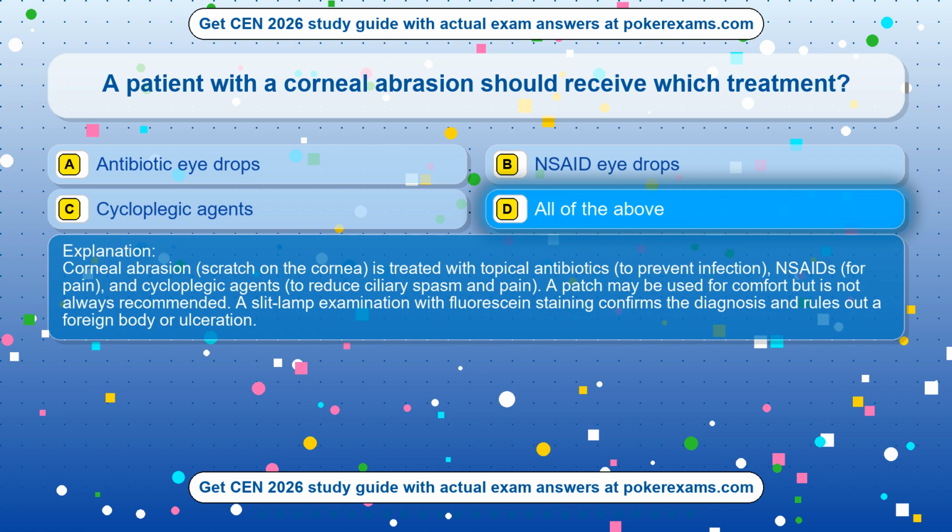Corneal abrasion, a scratch on the cornea, is treated with topical antibiotics to prevent infection, NSAIDs for pain, and cycloplegic agents to reduce ciliary spasm and pain. A patch may be used for comfort but is not always recommended. A slit lamp examination with fluorescein staining confirms the diagnosis and rules out a foreign body or ulceration.